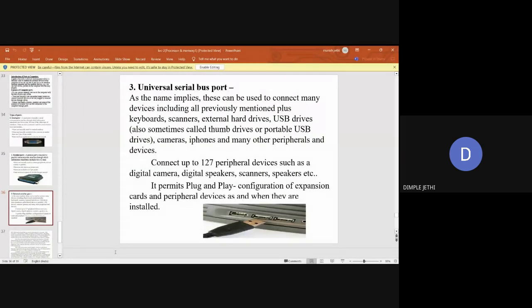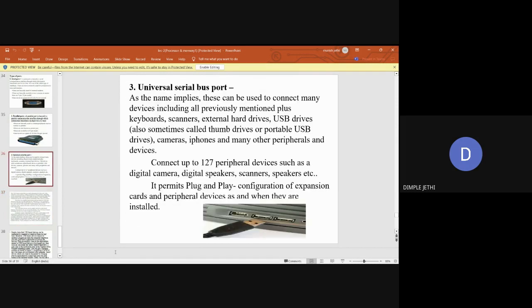Then USB. You know that your pen drive is also called USB, because this kind of connection or port we call USB. You can connect your cameras, your iPhones, scanners, external hard drives. All these devices you can plug and play. Plug and play means the time you plug in your cable, it will start reading it.